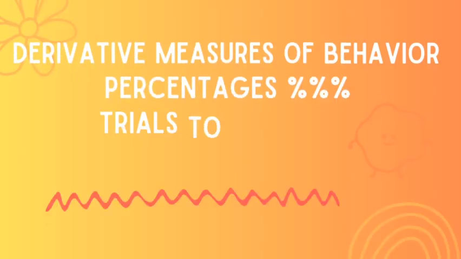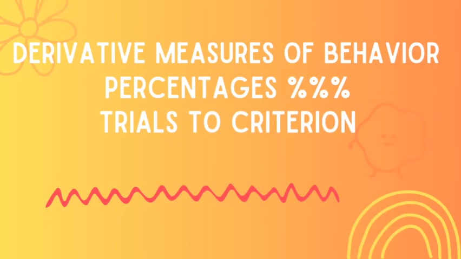For derivative measures, we have percentage. Percentage is one that's, again, either really popular where you work or not at all. People either use it a lot or not much. It's very popular in the field though to do percentages, percent accuracy. A lot of mastery criteria is like 80% accuracy over 3 consecutive days. That's very, very common.